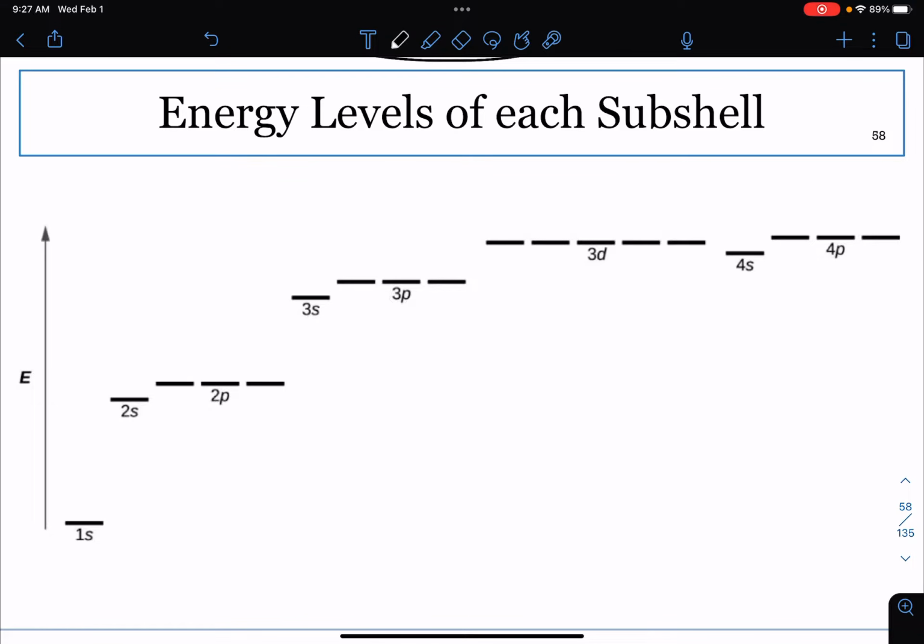This diagram shows the relative energy levels of the different subshells. Each line represents one orbital that could hold up to 2 electrons. Here at the very bottom is the 1s subshell.